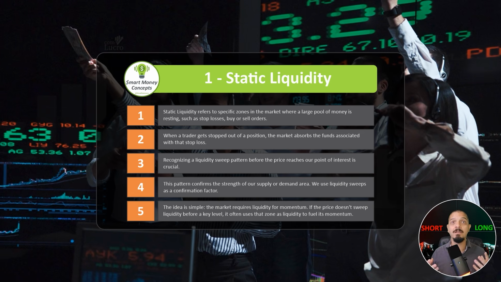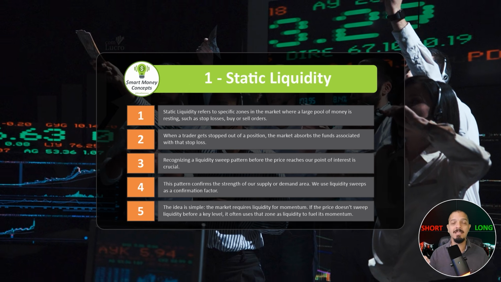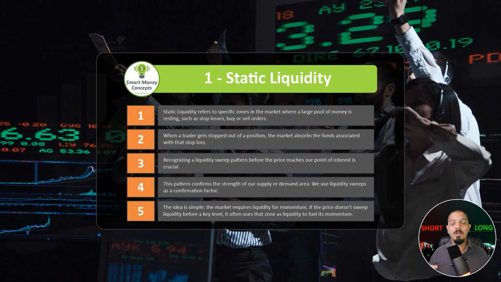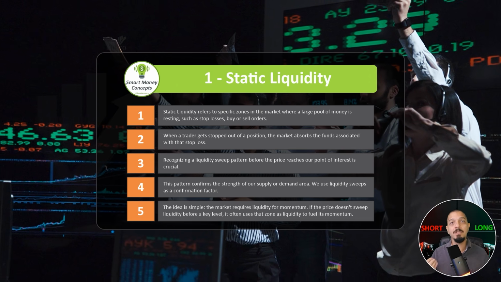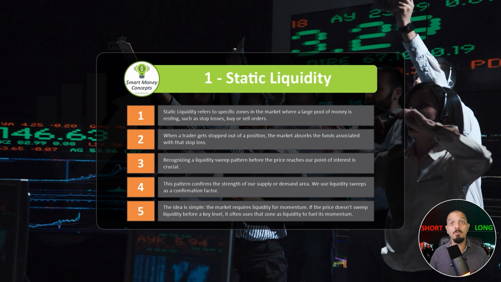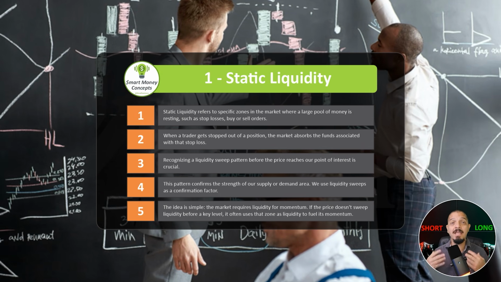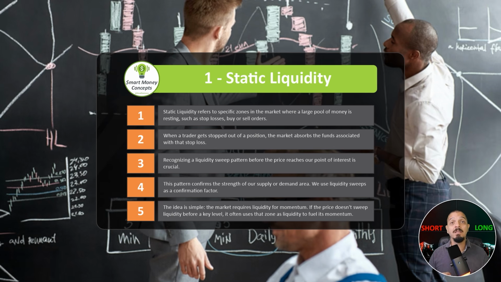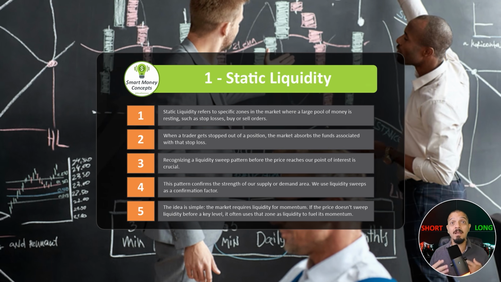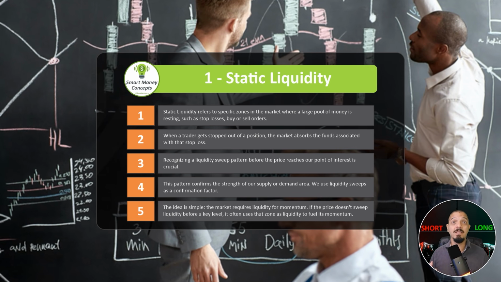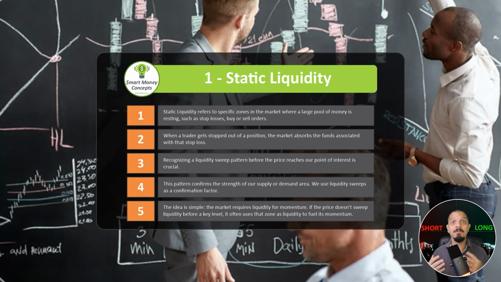Shifting our focus, let's examine the details of static liquidity. Static liquidity refers to specific zones in the market where a large pool of money is resting, such as stop losses or buy and sell orders. When a trader gets stopped out of a position, the market absorbs the funds associated with that stop loss.